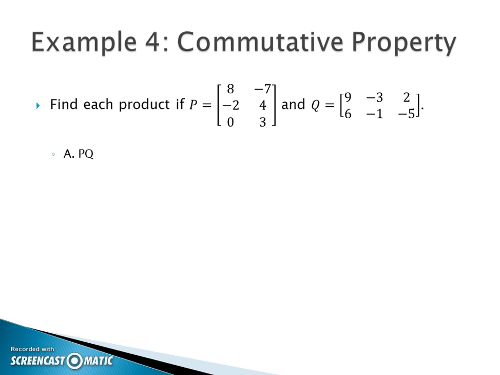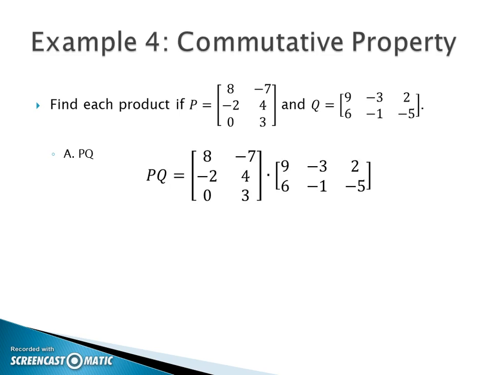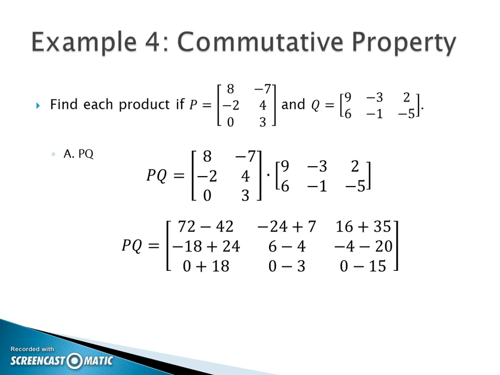First off, P times Q. P is a 3 by 2, Q is a 2 by 3. So we're going to multiply and we'll end up with a 3 by 3. We're going to start by substituting in P and Q to get an equation here. Then we're going to multiply columns by rows, and we're going to simplify to get 30, negative 17, 51, 6, 2, negative 24, 18, negative 3, 15.